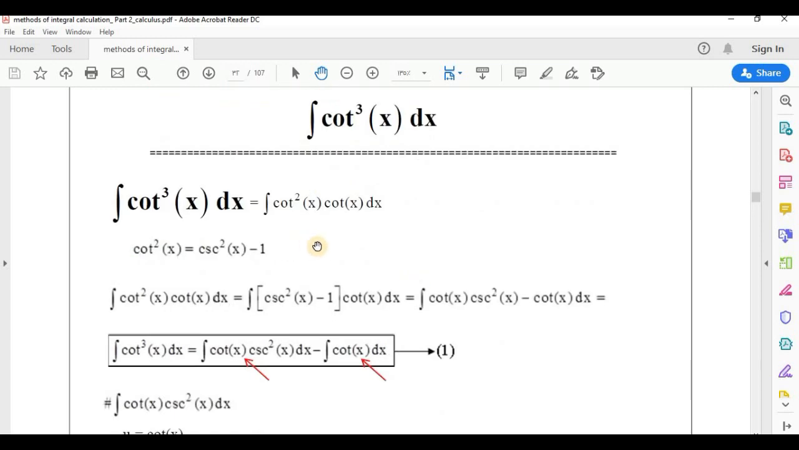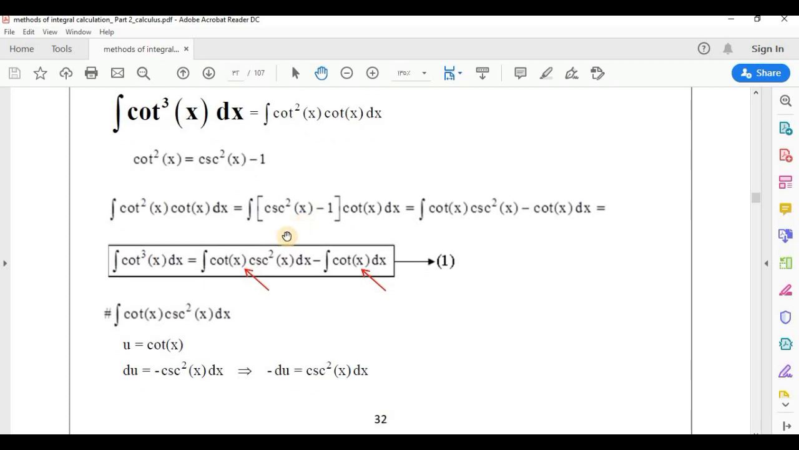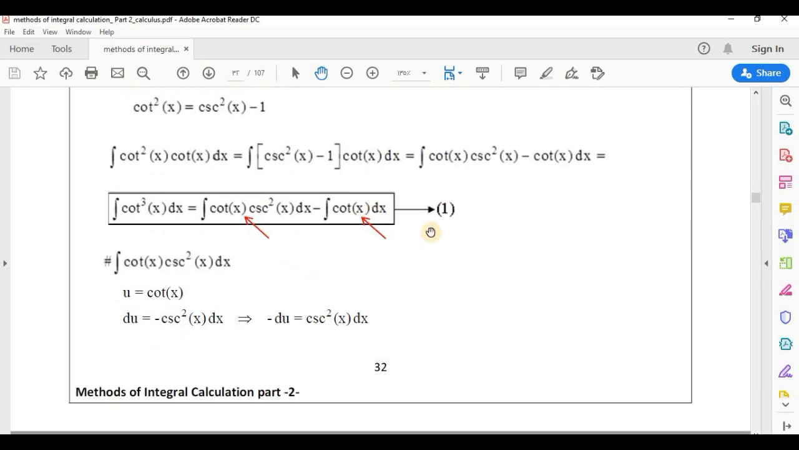Then from the equation cosec square equal cotan square plus 1, we will get this equation: cotan squared will be equal cosec square minus 1. And then we will substitute this value in the integral. After substituting this value in the integral, we will get this result. And we will open the bracket, we will get this value. And after distributing the integral to the function, we will call this equation number 1.